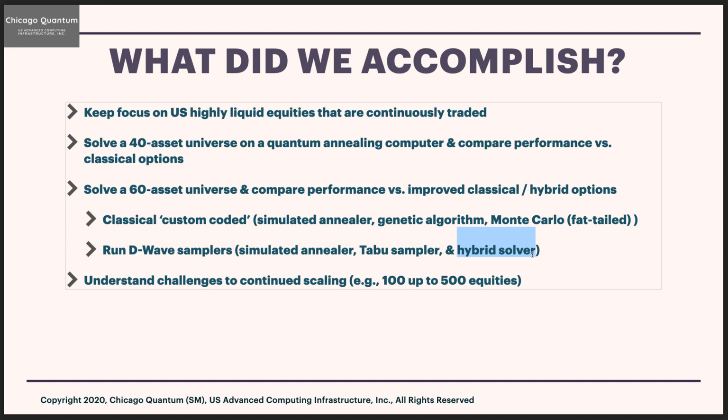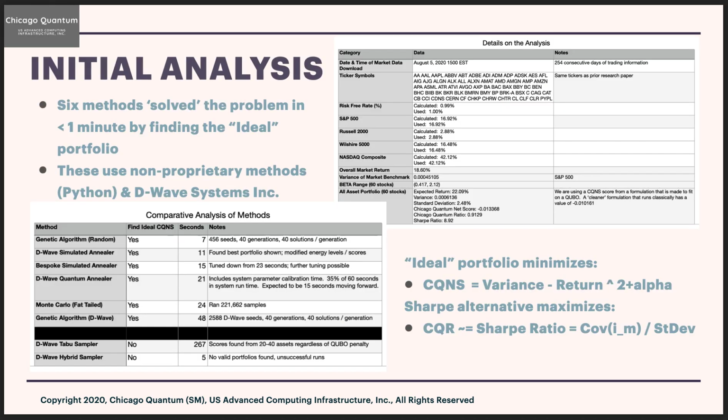And so this is great. We were able to get it done, 60 assets, and compare the performance. And then we understand the challenges now much better, the challenges to continued scaling. Our plan is to go to 100 assets and then potentially up to 500 assets on the D-Wave. So what's the answer from our initial analysis?